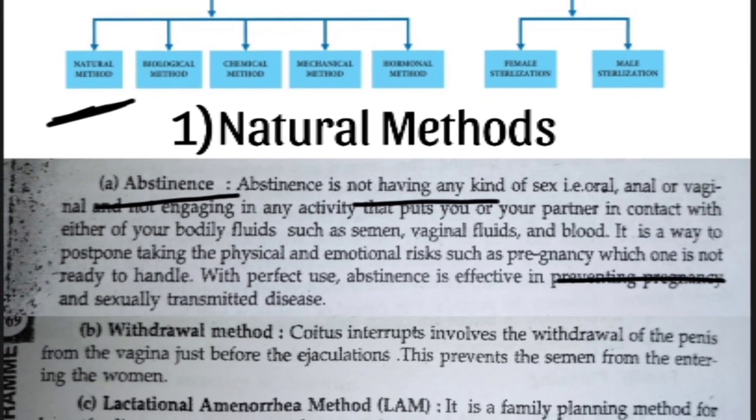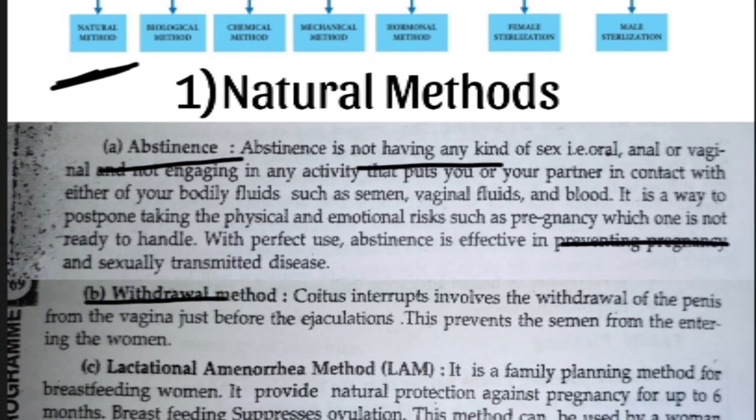And then second is withdrawal method. Here the couple can have intercourse without any kind of protection, but at the time of ejaculation of the sperm, the couple should withdraw the penis from the vagina. The main thing is to prevent the semen entering the woman's body. If it's not entering, then automatically pregnancy can be prevented.